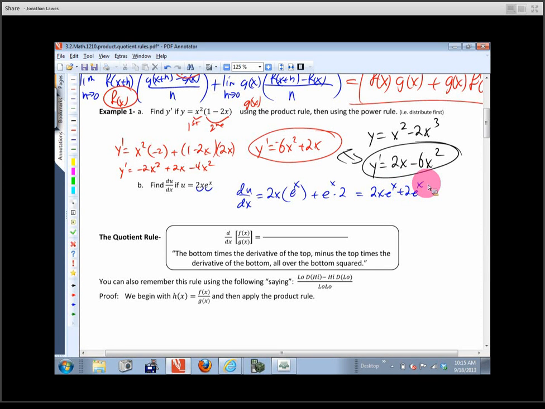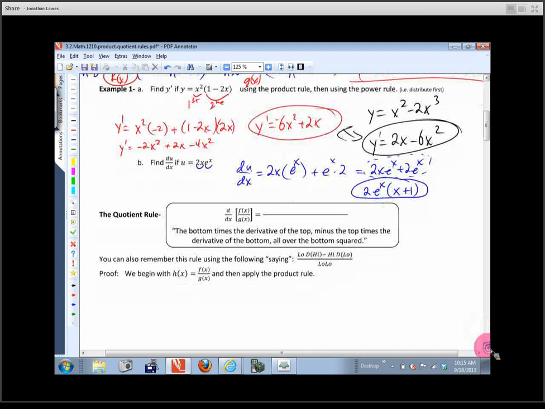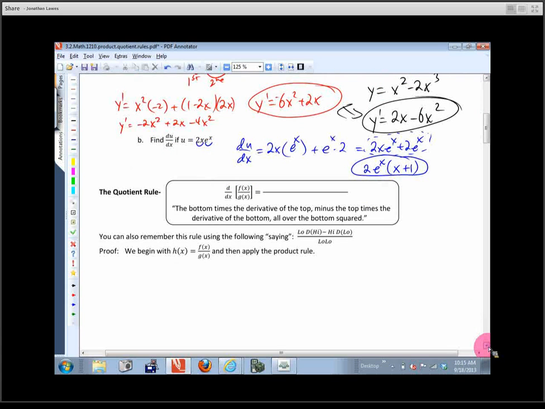Another way that you could write it, okay, there's nothing wrong with this, but if I had to evaluate that at, say, 2, I've got to plug a 2 in here, here, and here. It might be a little bit easier to do it this way. Let's take out a 2 and an e to the x, and you're left with an x plus 1. That probably is a little bit cleaner form of the derivative. Okay, any questions?